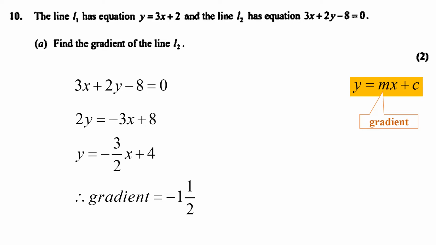So the first thing I do is to keep y on one side and move all the others to the right hand side. So I will get 2y equals negative 3x plus 8. Then I will divide throughout by 2 and I will get y equals negative 3 over 2 x plus 4. And if we match it with the yellow box on the right, you will notice that the gradient is negative 3 over 2 or negative 1.5. You can also write negative 1.5, but it's better to leave your answers in fractions because they are more exact.